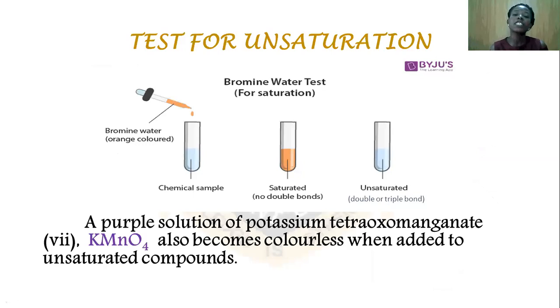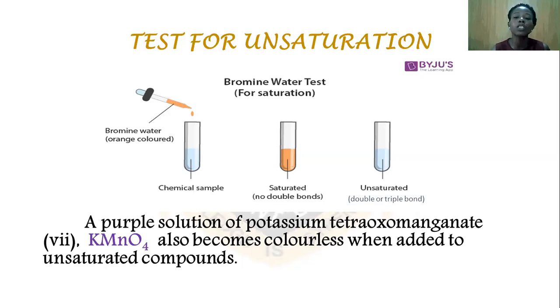So now, tests for unsaturation. In testing for unsaturation, remember that unsaturation in a hydrocarbon means there is presence of a double or triple bond. So usually, if for example you have a substance in the laboratory, you want to test whether it is a saturated hydrocarbon or unsaturated. You can use bromine water. Now bromine water is orange in color.